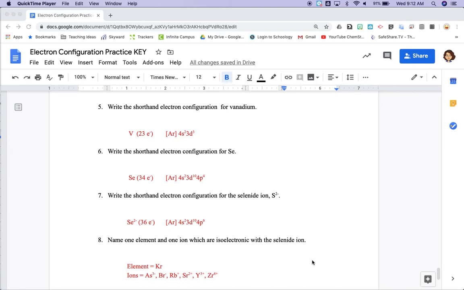The ions, you have a number of different choices. You're looking for ions that have 36 electrons. So look at the elements near krypton on the periodic table, and you'll find that if you take away or add the appropriate number of electrons, you end up with an ion that has 36 electrons.